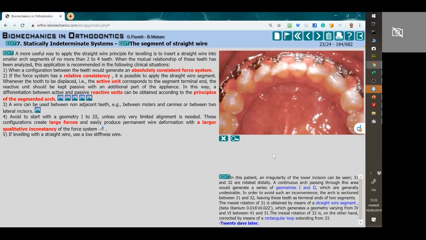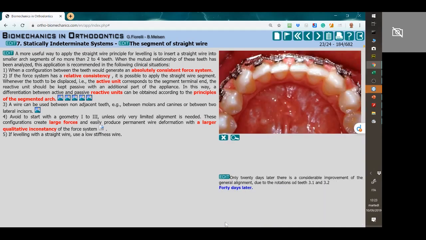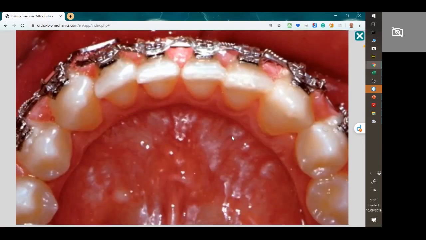For some strange reason, the patient came back just 20 days later. I usually don't see patients so soon, but this happened. And it was amazing for me, really amazing, to see that these teeth had rotated so much and most of the malalignment is gone. This is just in 20 days.